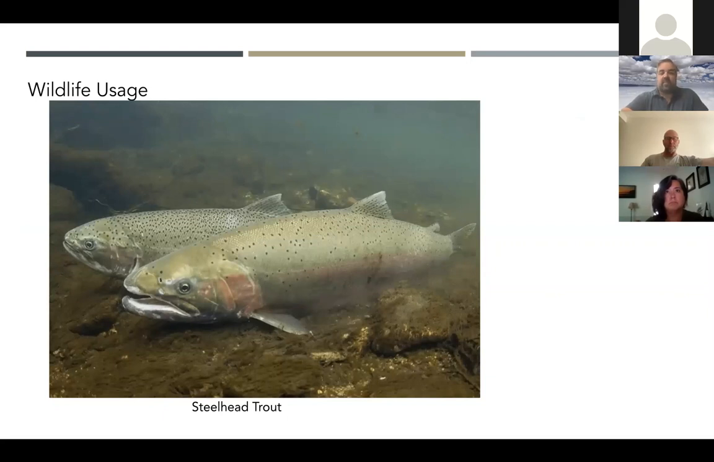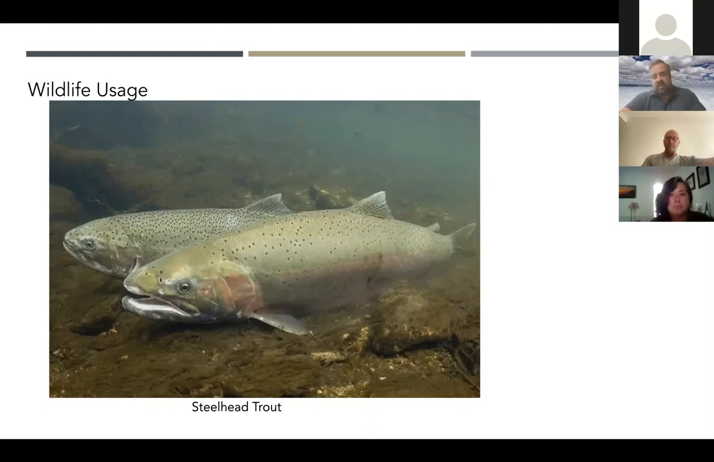Okay, so wildlife usage, like I said, the steelhead trout. For those of you that don't know the ecology, that's effectively just a rainbow trout that is anadromous, just like salmon. So steelhead trout are still in the salmon family, and they have different spawning seasons, unlike the Chinook salmon.